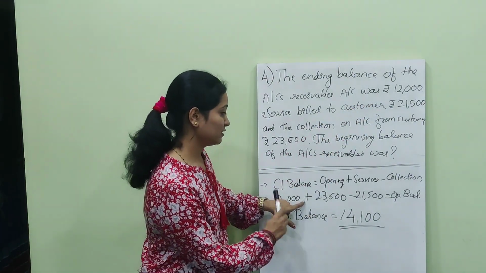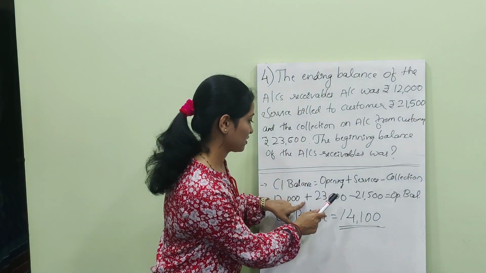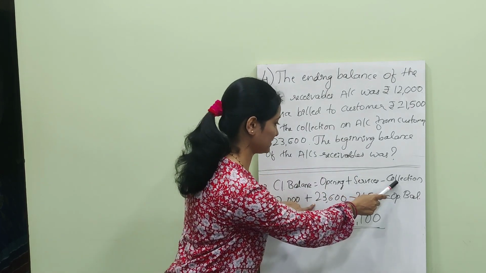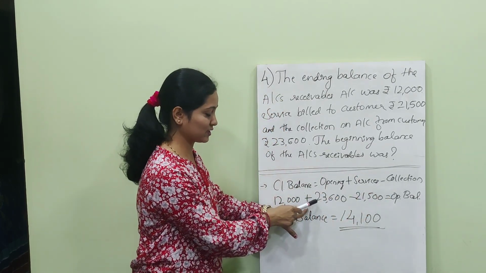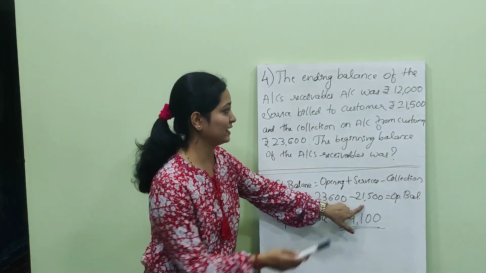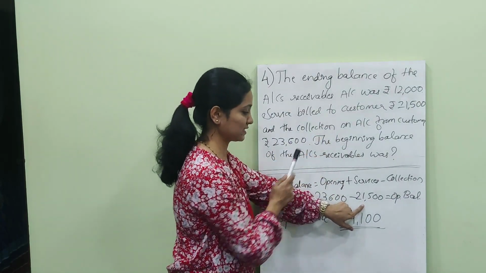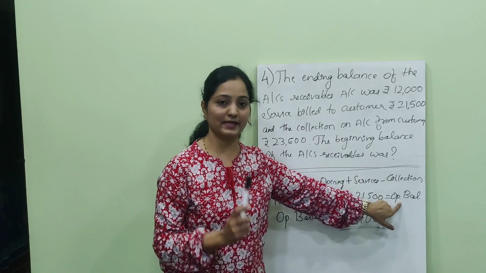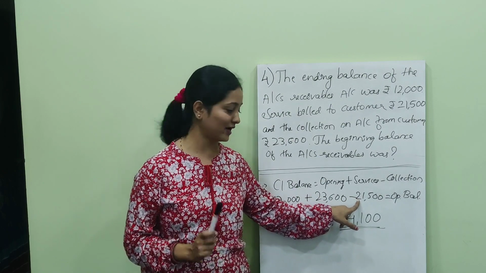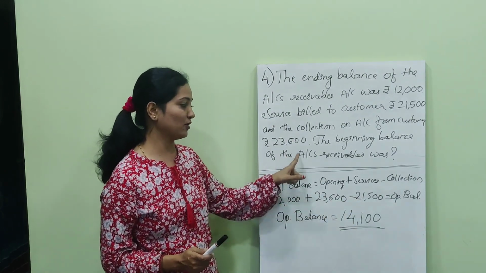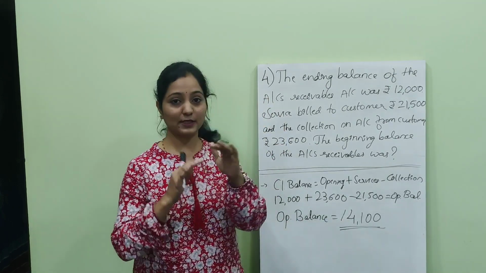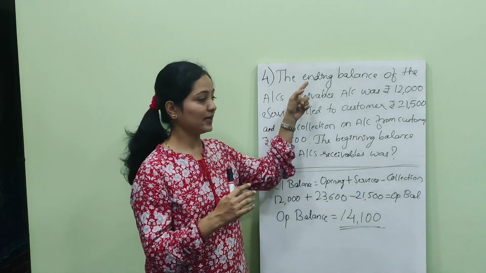Then here the opening balance, 23,600. 23,600 is collection. The minus here becomes plus 23,600. Then minus 21,500. These are the services billed to customers. 21,500 is equal to, we will get the opening balance. So 12,000 plus 23,600 minus 21,500. So the opening balance of the account receivables account will be 14,100. So like this we need to calculate the balances when they have given ending balance.